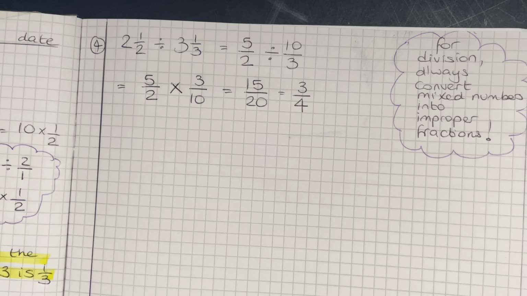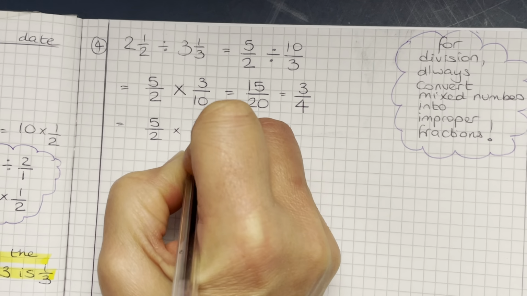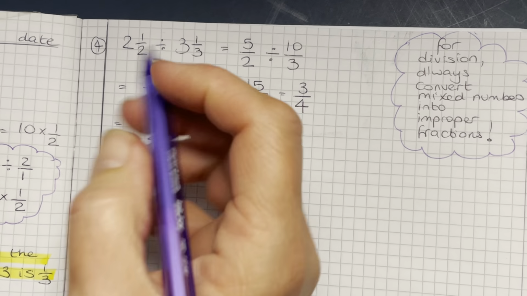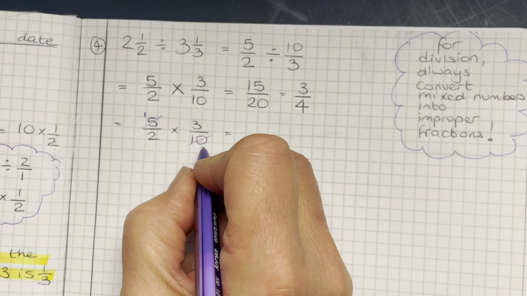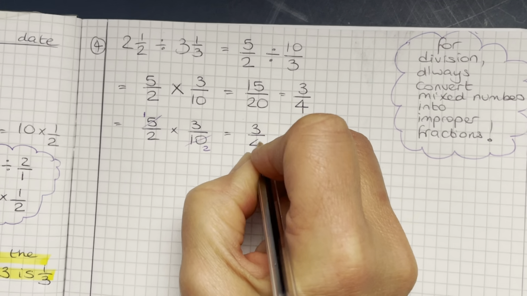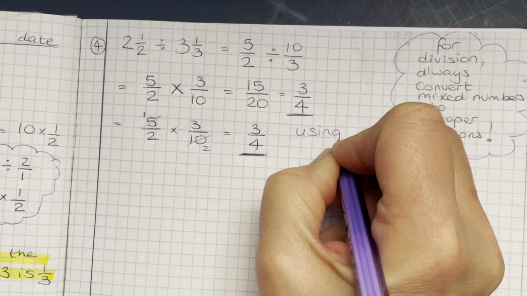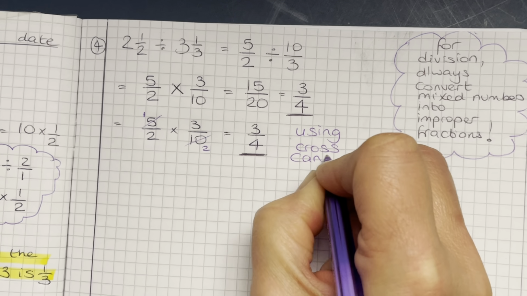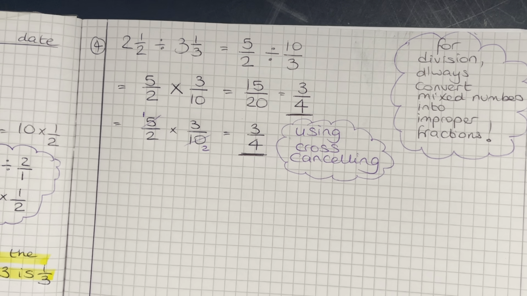You may also have noticed, remember we have talked about cross-cancelling, some students like it more than others, but if you wanted to use cross-cancelling, let's write it out again. It just makes the math slightly more simple because I can say that 5 divided by 5 is 1, 10 divided by 5 is 2, and then I can multiply straight out. 1 times 3 gives me 3, 2 times 2 is 4. I've got the same answer using cross-cancelling. So that's an option if you're comfortable using it.